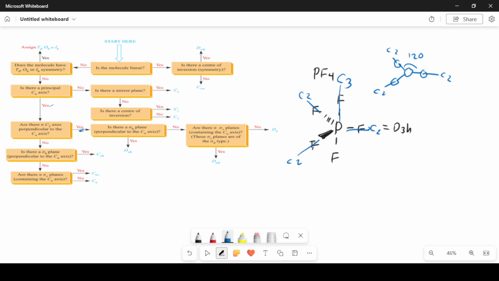Is there a sigma h plane perpendicular to the Cn axis? The answer is also yes, di ba? So, the C3 is perpendicular to this sigma h plane. Ganito. So, I'm going to demonstrate this one.